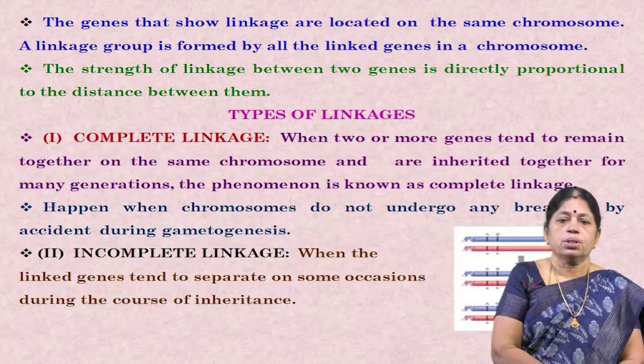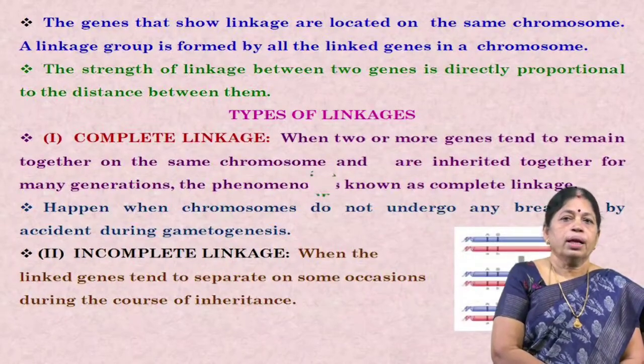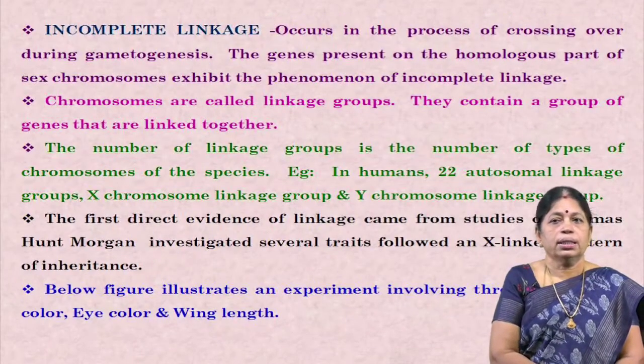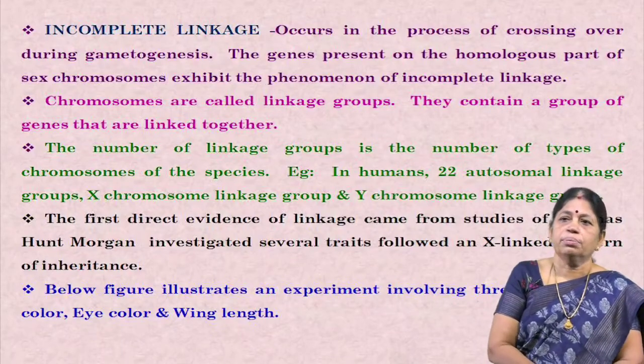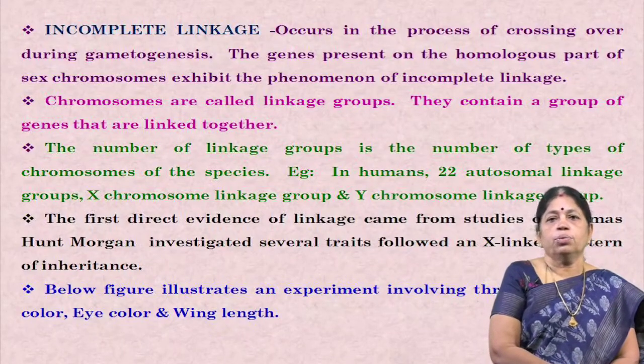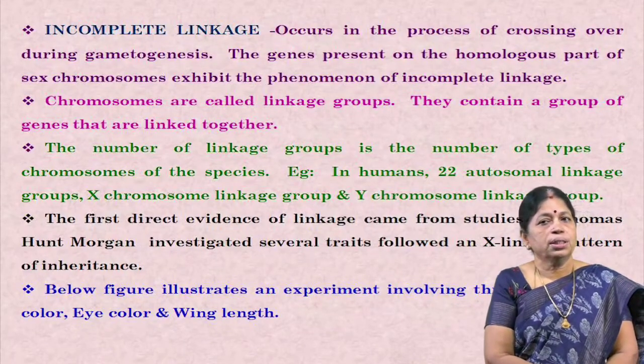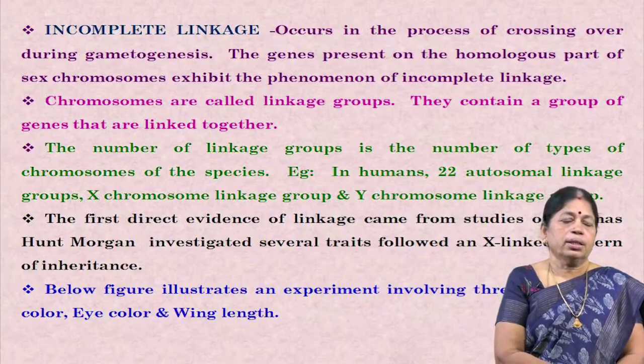That is the process of crossing over. At the time the incomplete linkage occurs. So incomplete linkage is nothing but the process of crossing over during gametogenesis. So what is gametogenesis? Development of the gametes.